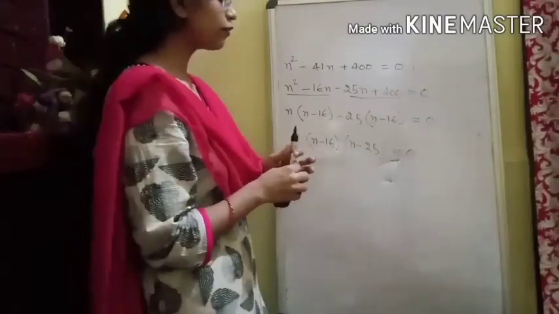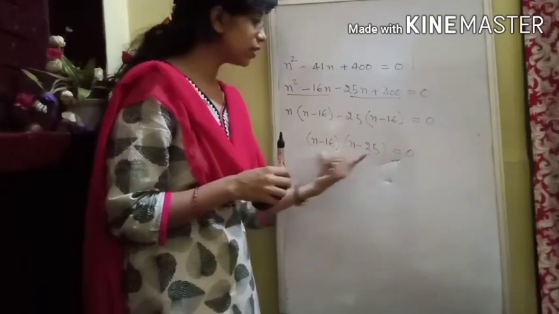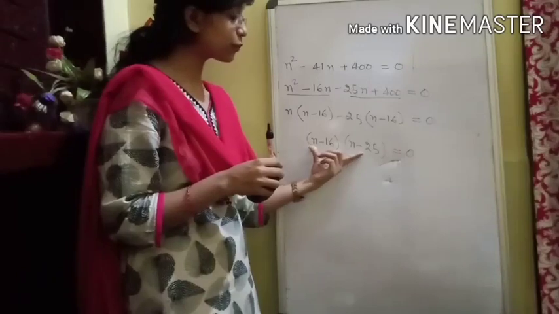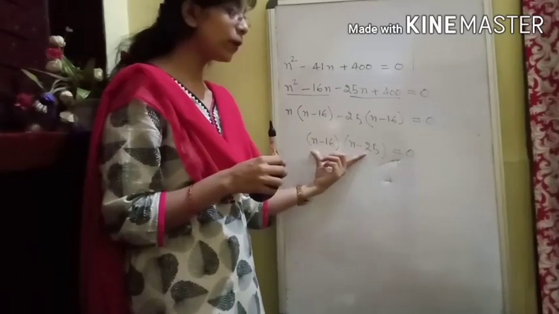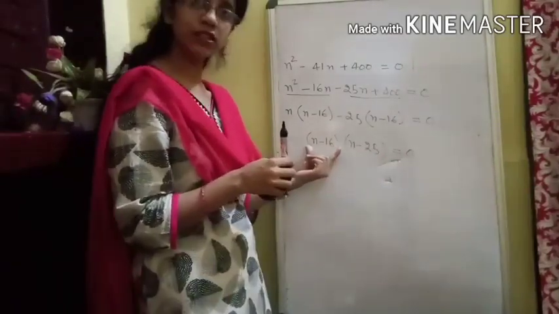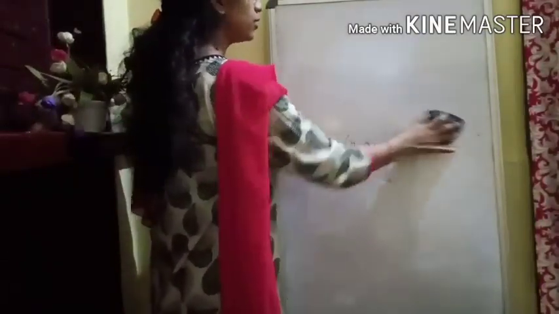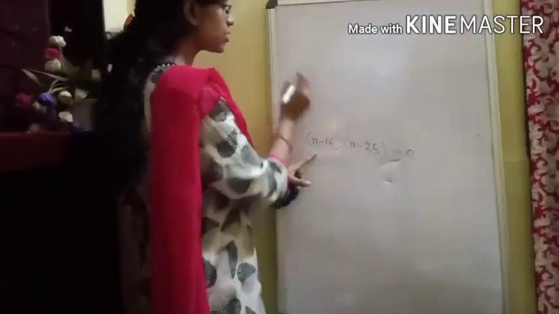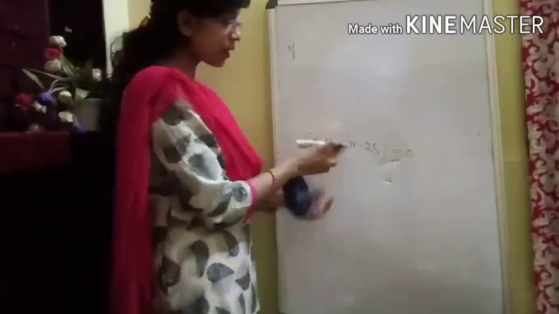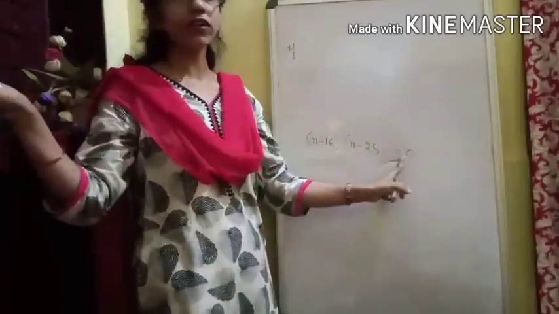And you remember that we have learned the zero product rule, that if we are taking two brackets and the product of these two numbers or brackets is 0, that means the zero product rule says either this bracket will be 0 or this bracket will be 0. This also we have seen in our class 9th. So in this case we take either this bracket, n minus 16, would be 0 or this one, then only the product is coming 0. This is called the zero product rule and we have learned it.